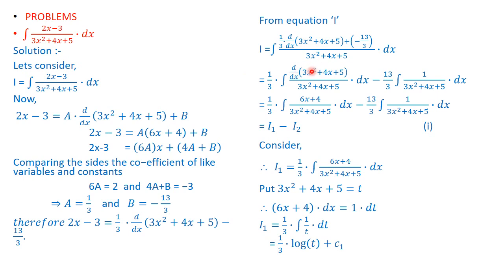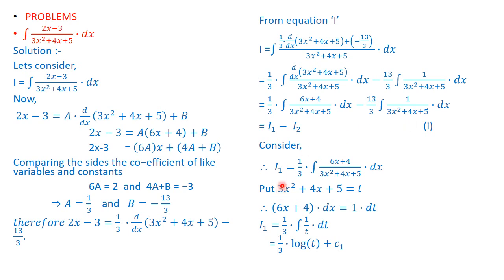Now the derivative of this term is what? 6x plus 4. There is no need to write it, but for understanding we write here 6x plus 4 over 3x square plus 4x plus 5. The second integral stays as it is, there is no change. But to evaluate both the integrals, we have to carry out separate calculations, because both are different. Let us name these integrals I1 and I2 respectively.